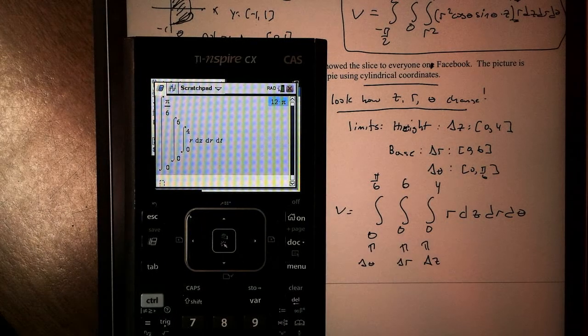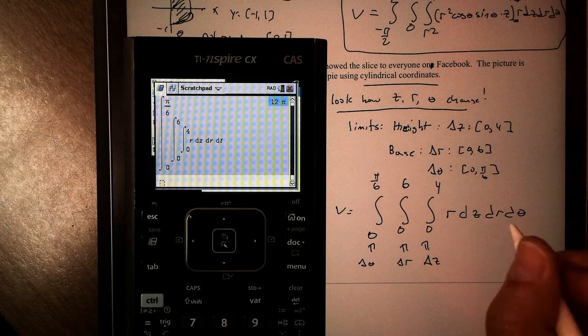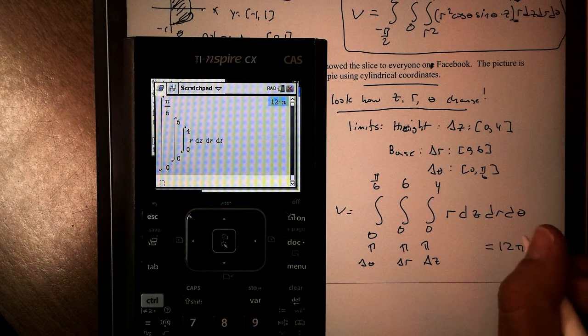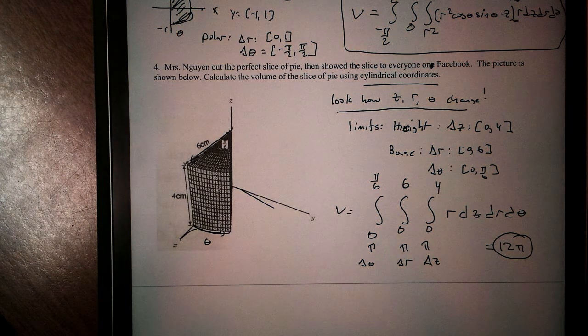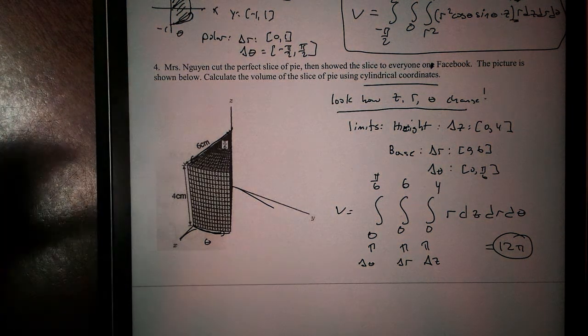There's our answer. And what do we wind up with? 12 pi, and that would be the volume of that piece of pie. Sorry, slice of pie, easy as cake, whichever.